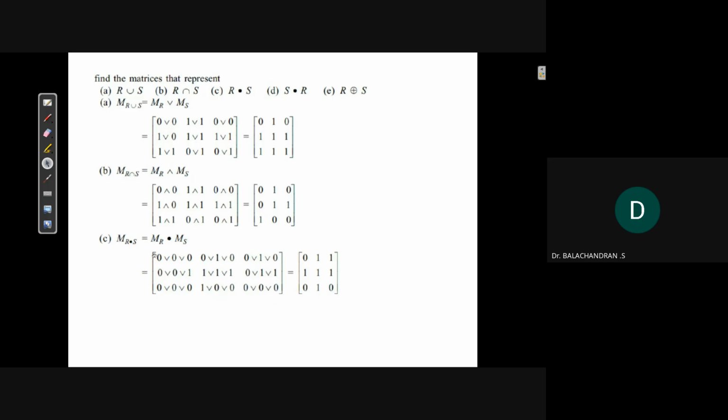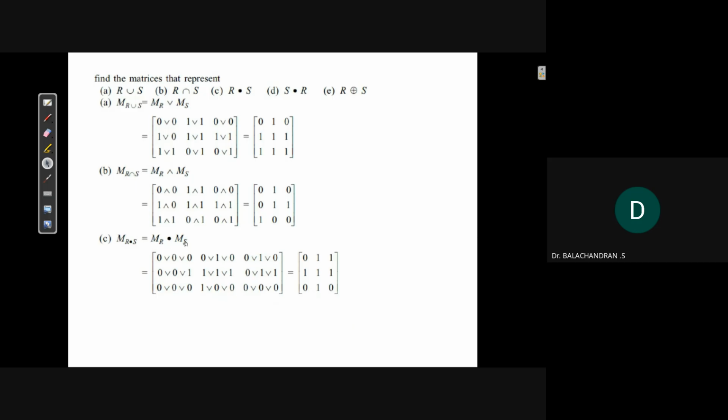MS, first you should write what? MS composition MR. But both of them are different. But anyway, we need to follow any one of the notations. Better, from my point of view, we can use Venkatraman's notation.